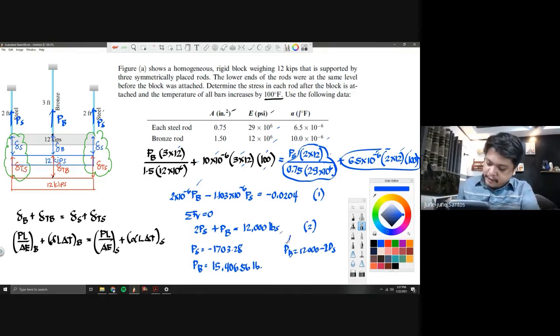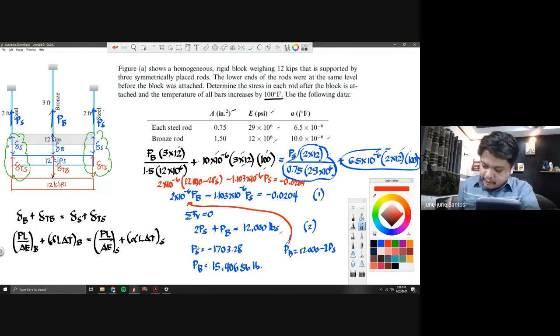So, ayun. Sa pwede to, substitute natin on this part. Okay? So, we can have it as 2 times 10 to the negative 6. Ang PB natin is 12,000 minus 2 PS. Okay? Then, minus 1.103 times 10 to the negative 6 of PS equals to negative 0.0204. Okay? So, solving simultaneously yan. So, we can have it as, ayan ka na, PS is equals to 8,700.76 and your PB would become 12,000. Okay, solve natin siya.